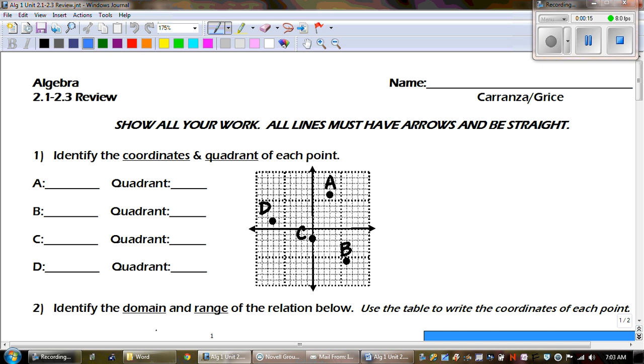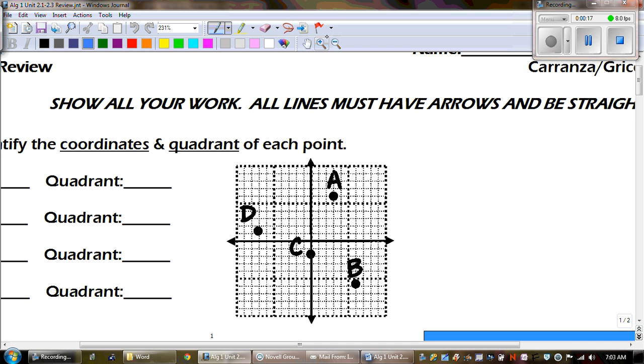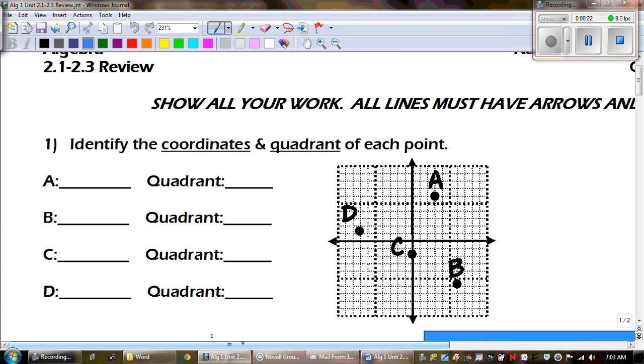So, question number 1 says that we need to identify the coordinates and quadrant of each point. I sometimes forget which quadrants are where, so I know that the first one is in the top right, and then it ends up making a C. So, there's quadrant 2, quadrant 3, and quadrant 4. So we write everything in Roman numerals.